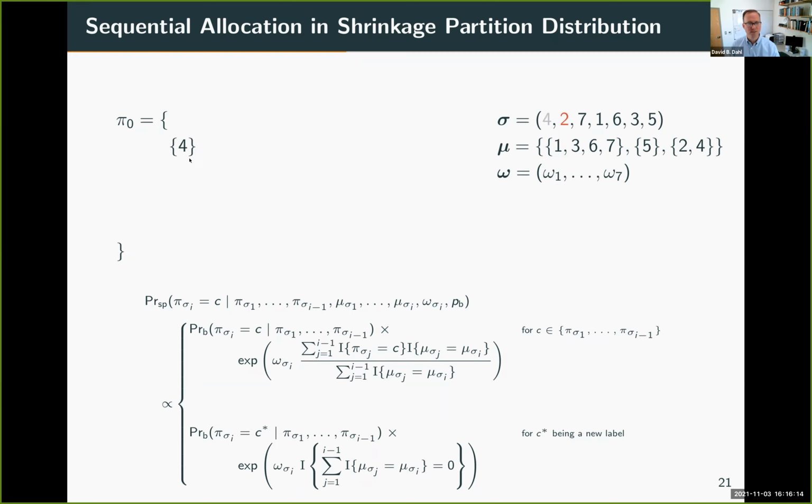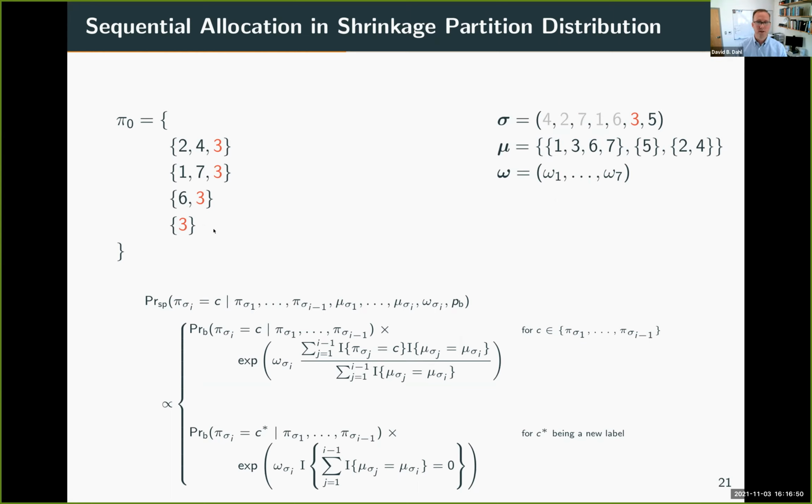Well, 4 goes to a cluster by itself, obviously, it has to go somewhere. 2, let's suppose, goes with 4, which is something we would expect because that is what our baseline partition distribution says. And we keep on allocating according to the allocation rule given by the shrinkage partition distribution. Let's slow down, though, as we think about the allocation of item 3, just to look a little deeper. Item 3 could go in the first cluster, the second cluster, the third cluster, or a new cluster. So we want to look at the probability that it goes to each one of these different clusters.